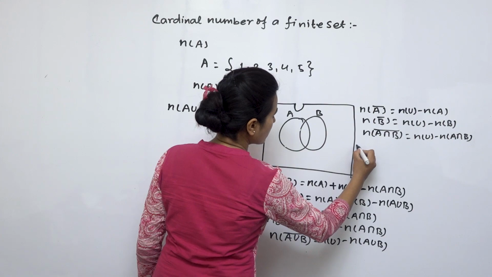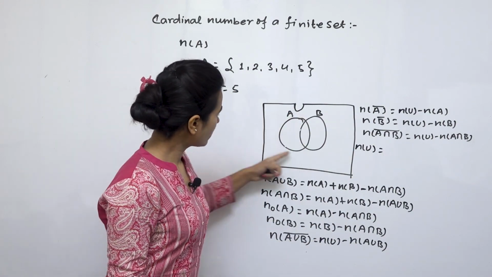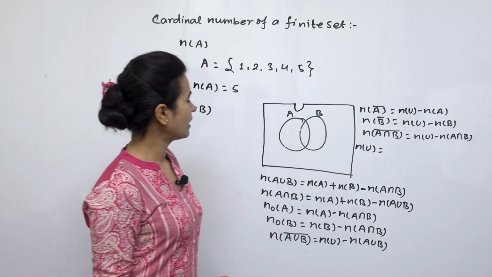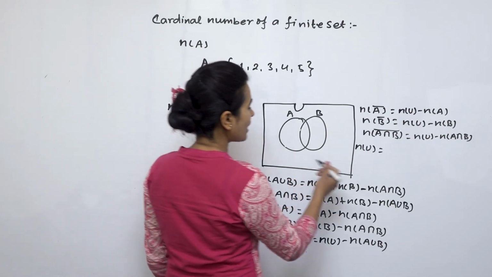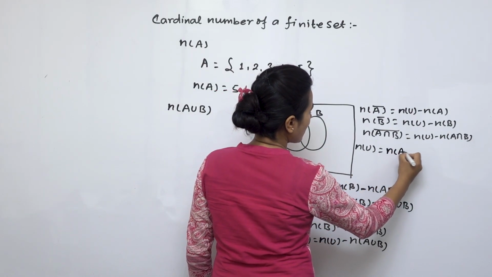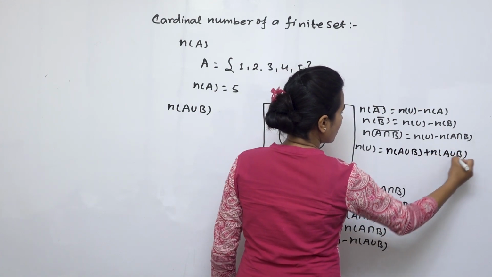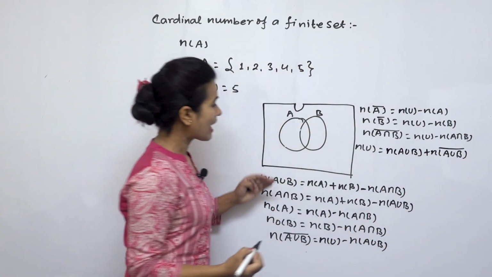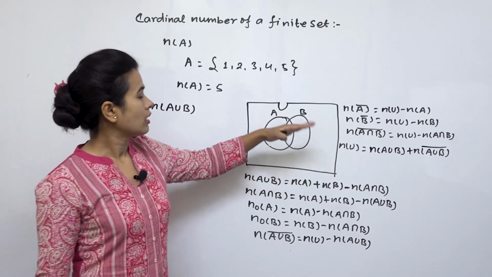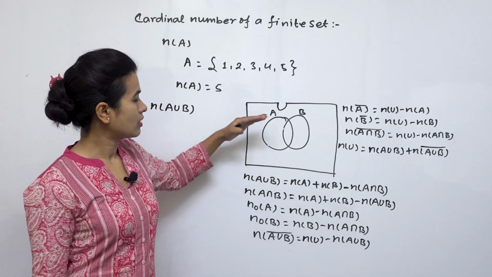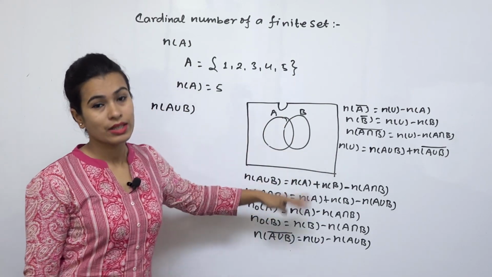And n(U), the universal set, means all the members of A, all the members of B, the intersection as well as the complement part. So to find n(U), we do n(A union B) plus n(A union B complement). That means members lying either in A or in B or in both, or those members which are not in A union B but are in the universal set.